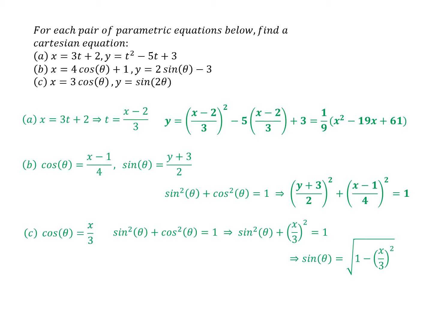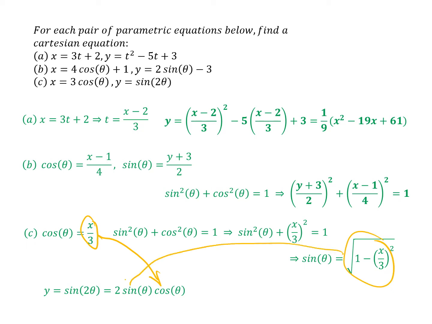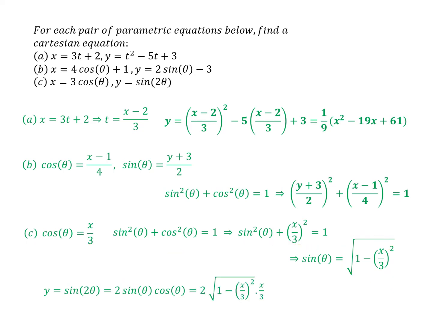Okay, so now I can deploy the double angle formula for sine. And I can put my expression for cos theta there, and my expression for sine theta there. And there it is, y equals that thing there. That is sufficient because we've been asked to find a Cartesian equation.